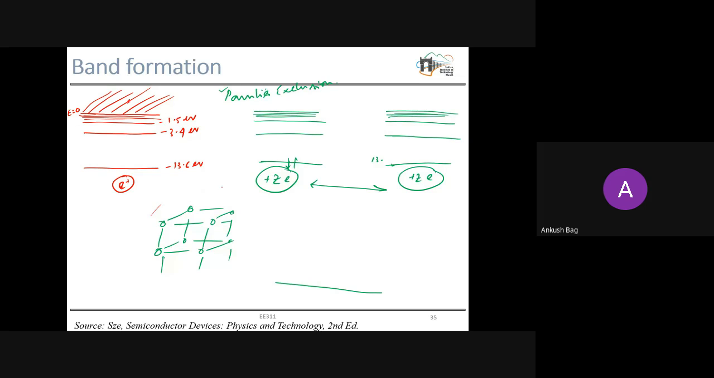Following that, if we consider any atom which has atomic number Z, its nucleus will have positive Ze charge, and it will also have these discrete energy levels. Now, the material which we are discussing here is the solid state material.